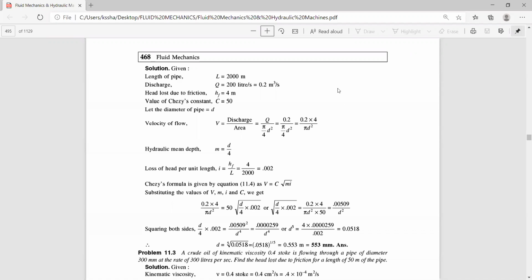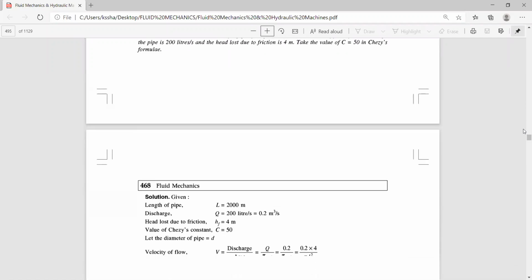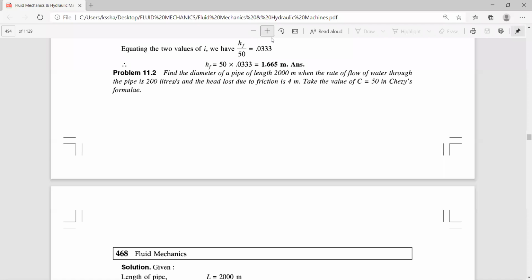Repeat, okay, fine. See, what we are interested in is calculating the diameter of the pipe. We need to calculate the diameter of the pipe whose length is 2000 meter. So the length is given to you, when the rate of flow through the pipe is 200 liters per second.